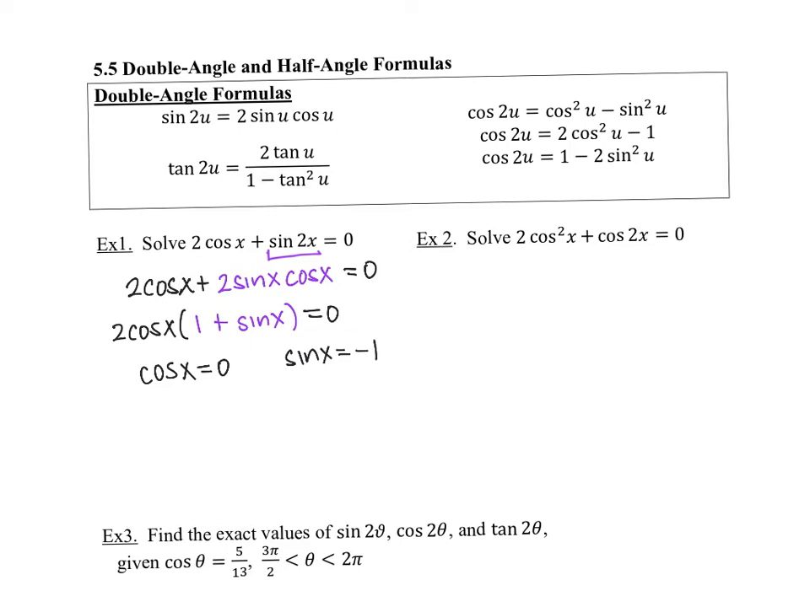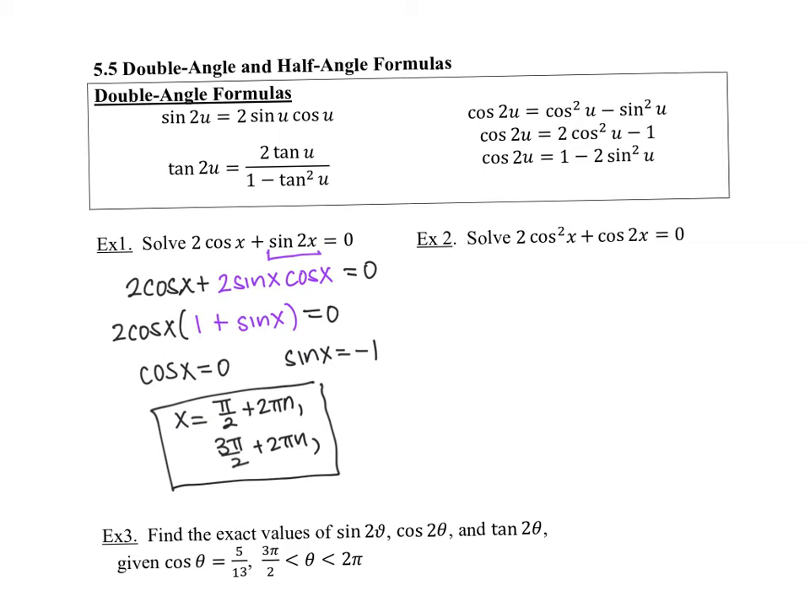Okay, for the cosine equation, the cosine is 0 at pi over 2 plus 2 pi n, and 3 pi over 2 plus 2 pi n, to capture all the coterminal angles, and the sine is equal to -1 at 3 pi over 2, which I've already stated. Okay, so this is my solution. The solution could also be written as pi over 2 plus pi n, because by doing that, I would capture the 3 pi over 2 at the same time. But either way is fine with me.